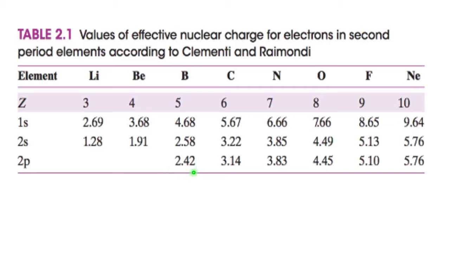Now, 2p electrons are shielded even to larger extent, so the numbers are slightly smaller. 2.42 instead of 2.5, 3.14 instead of 3.2, and so on. They are the same for complete shell of neon.